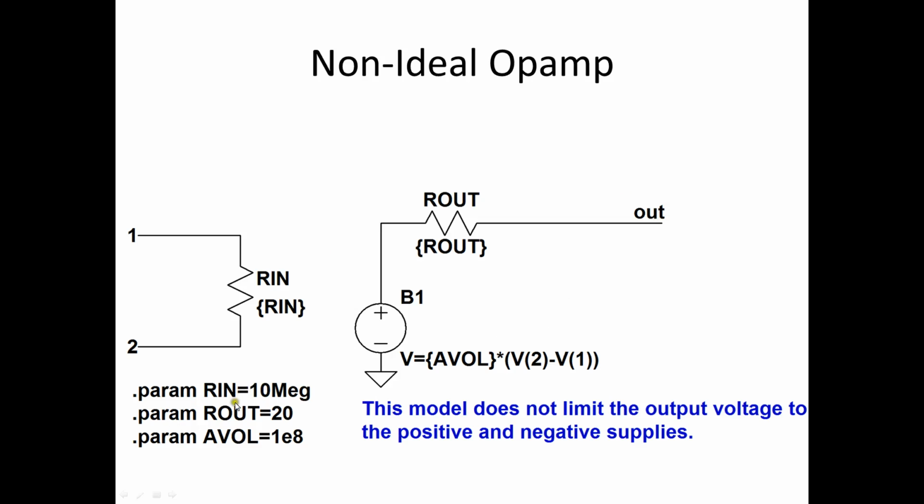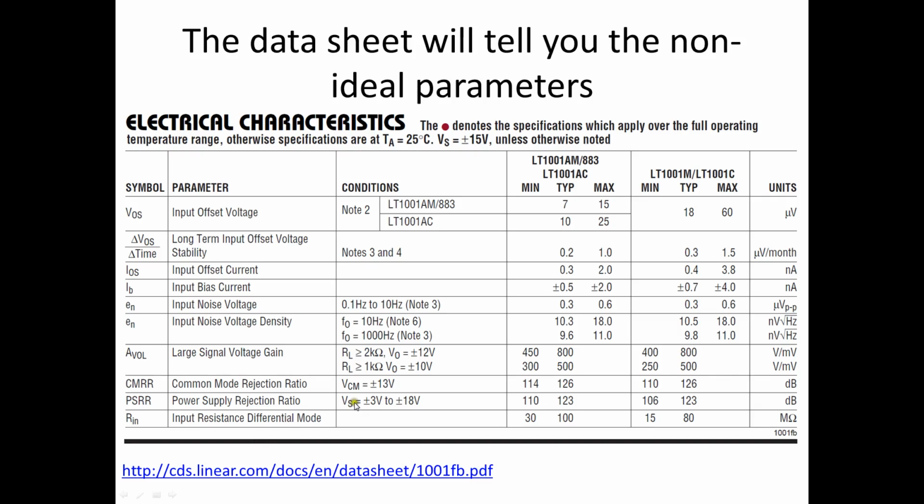Now, these values here, where do they come from? Well, go to the data sheet. Here's the LT1001. Here's the link. And if you scroll down, you can see some of these parameters. You have the open loop gain, and here it's 450 volts per millivolt, so that obviously, just divide that by 1 milli and you'll get the full voltage range.